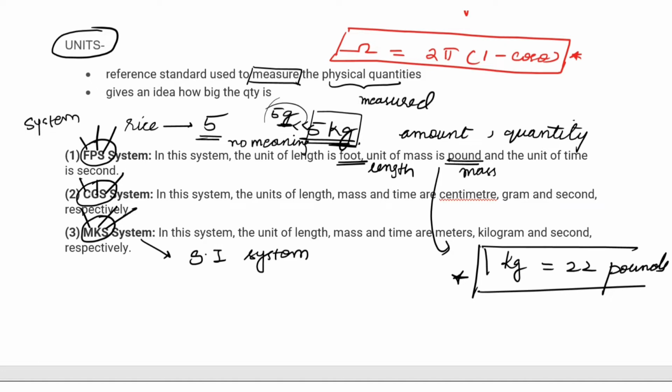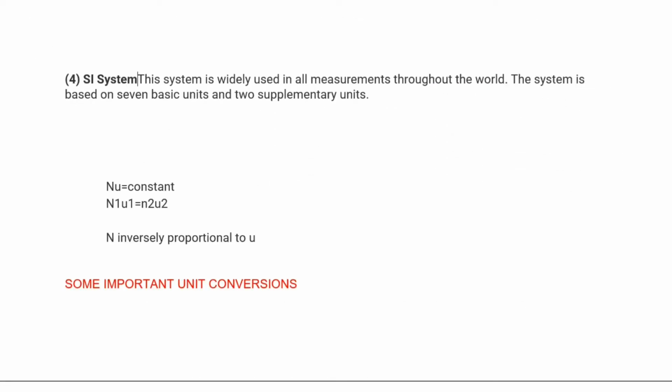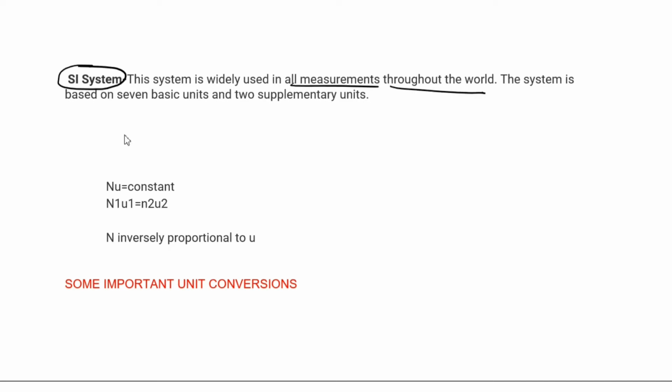So there are different kinds of systems of units used in different countries, but there has to be a system in which conversions within the system are simple and convenient. For this we use the SI system, which is accepted internationally. SI is nothing but the internationally accepted system of units, which is widely used in all measurements throughout the world. This is to ensure uniformity.